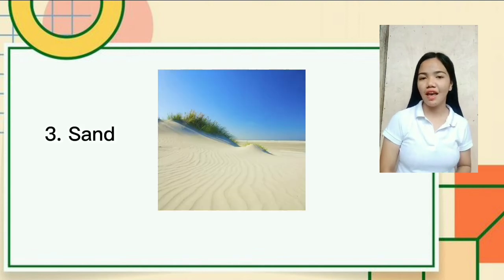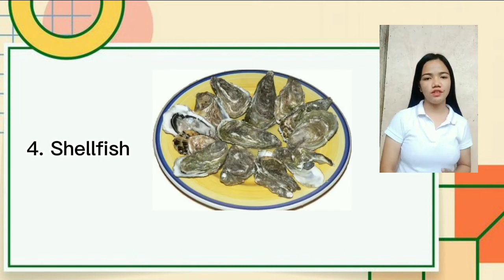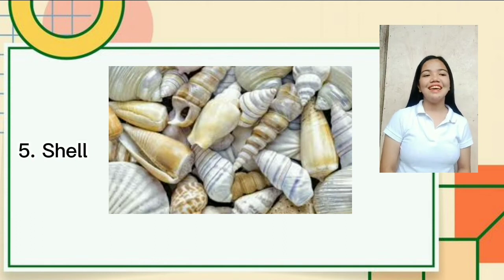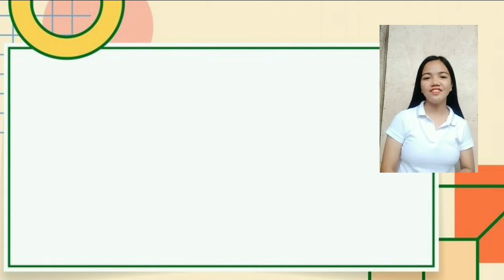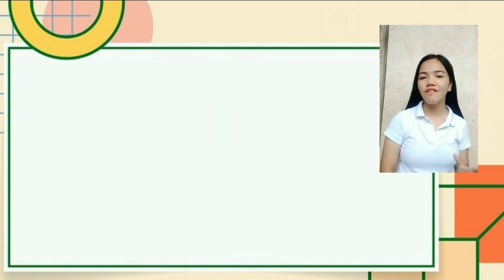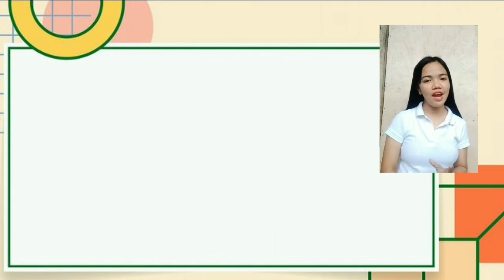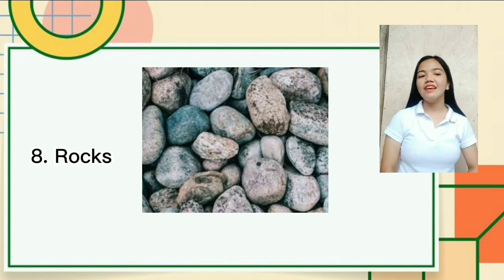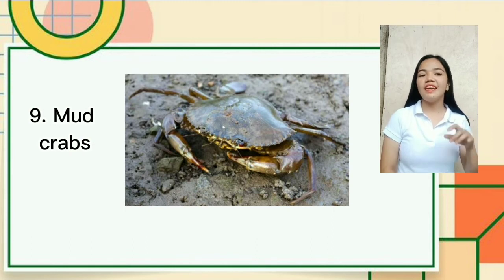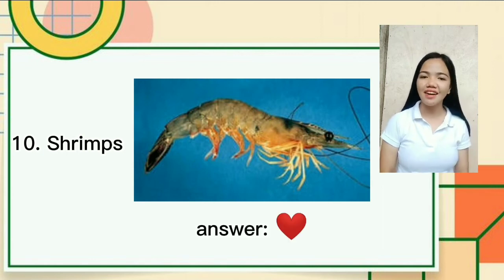Number 3. Sun. It is a star. Number 4. Shellfish. It is a heart. Number 5. Shell. It is a star. Number 6. Migratory bird. It is a heart. Number 7. Oyster. It is a heart again. Number 8. Crabs. It is a star. Number 9. Mud crabs. It is a heart. Number 10. Shrimp. It is a heart again.